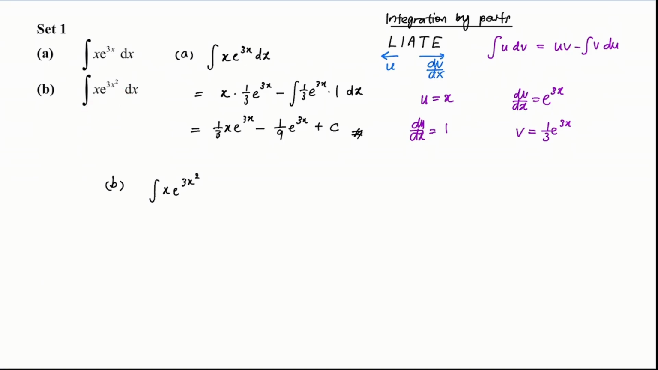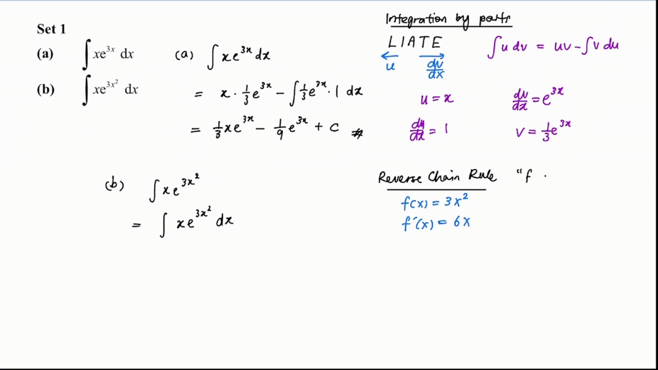In fact, you can, because if you treat f(x) to be equal to 3 to the power of x squared, when you differentiate it becomes f prime, which is 6x. So you actually have an x over here, and what is missing is that 6. So the integration technique is actually your reverse chain rule, the so-called f and f prime.